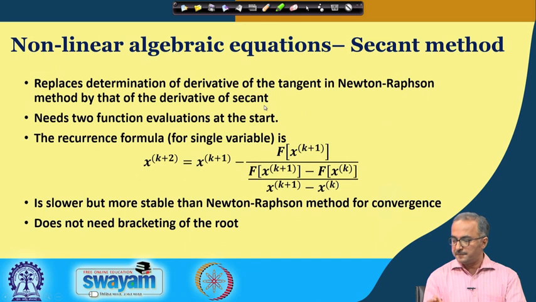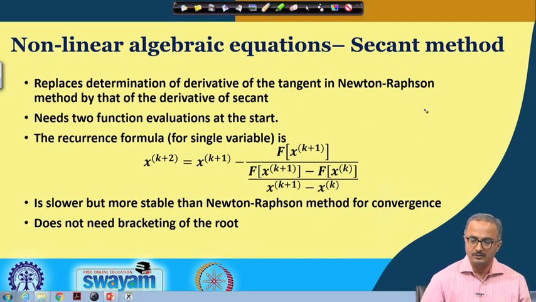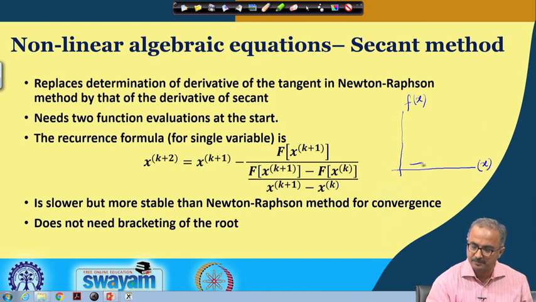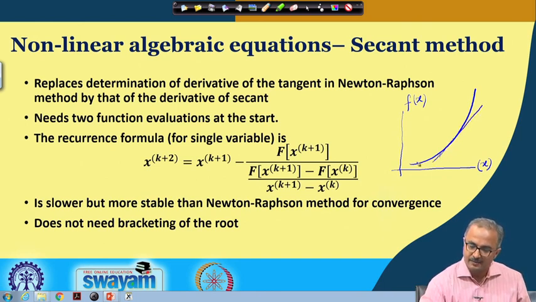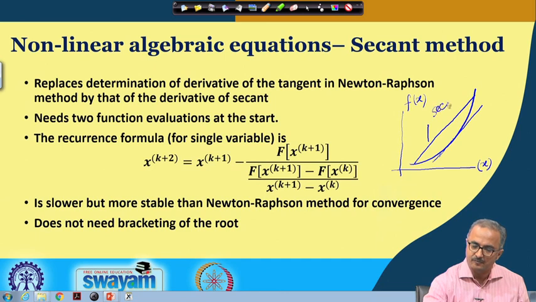Perhaps you know the difference between a tangent and a secant, but just for your remembrance, let me put it for you. Suppose you consider a given curve. At a given point, if you are plotting this, this is the tangent. On the other hand, if you have some other segment of the curve, this is the secant. This is the secant and this is the tangent.